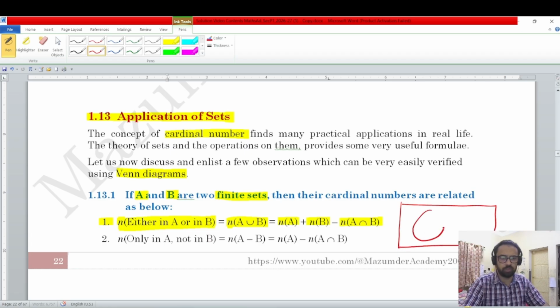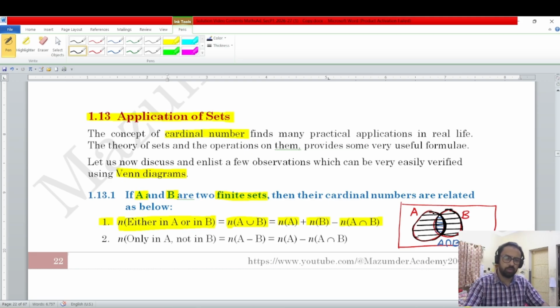Say for example, this is set A and that is set B. Now this portion is the intersection, A intersection B. If you want to find out the union, it means this whole region, the common and uncommon between A and B. So how can you calculate? The number of elements in this A plus number of elements in this B minus number of elements in this region.